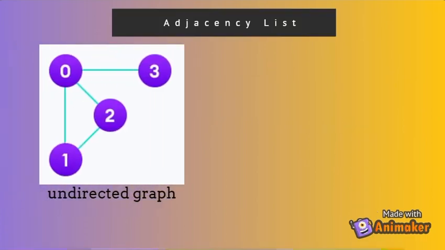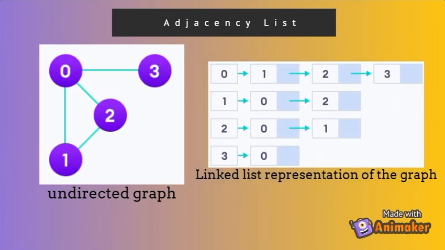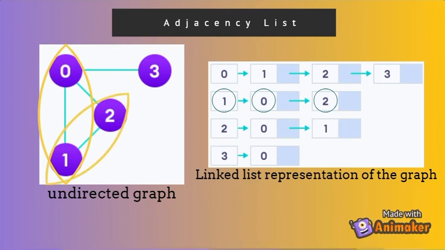Undirected graph. Linked list representation of the graph. Here, 0, 1, 2, 3 are the vertices and each of them forms a linked list with all of its adjacent vertices. For instance, vertex 1 has two adjacent vertices 0 and 2. Therefore, 1 is linked with 0 and 2 in the figure above.